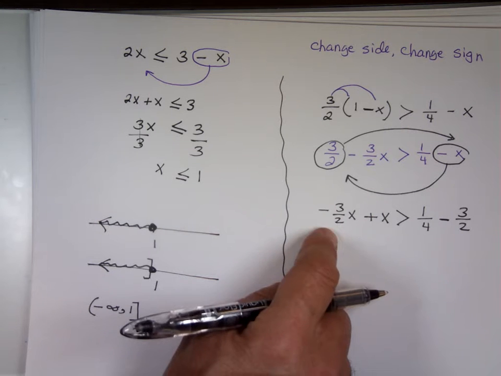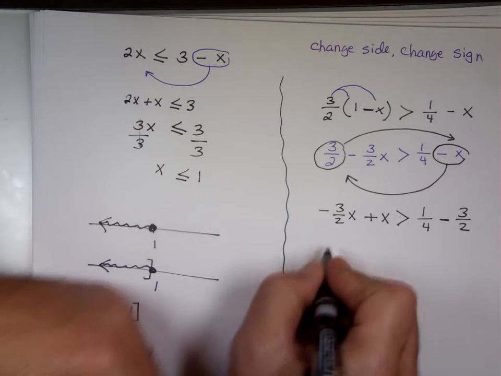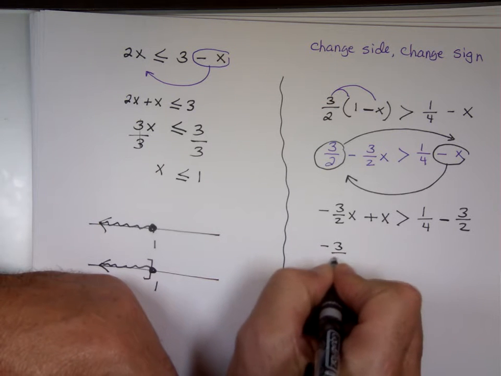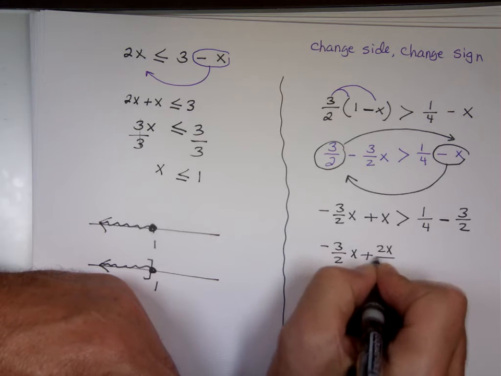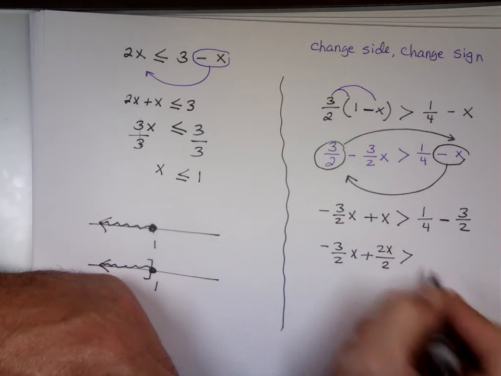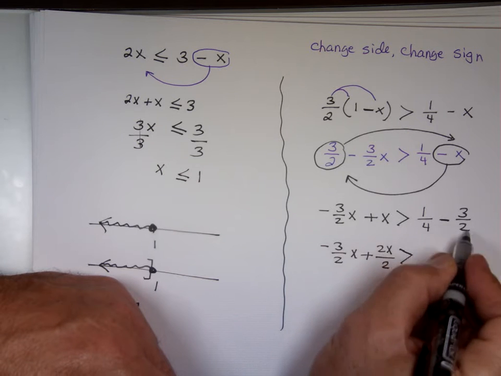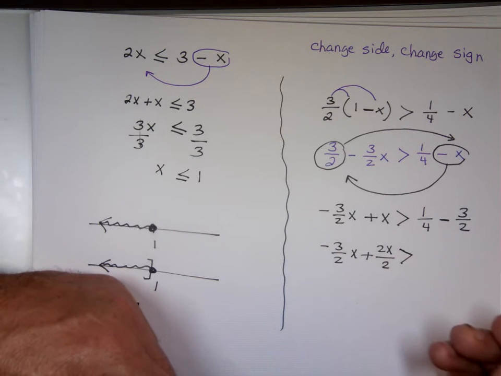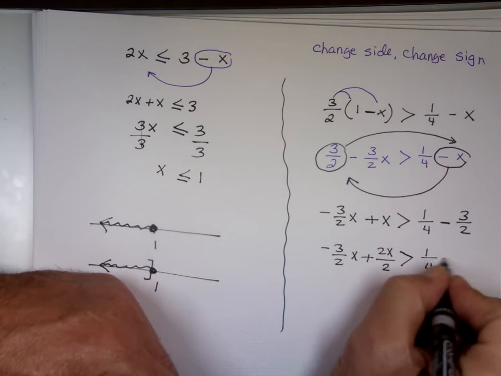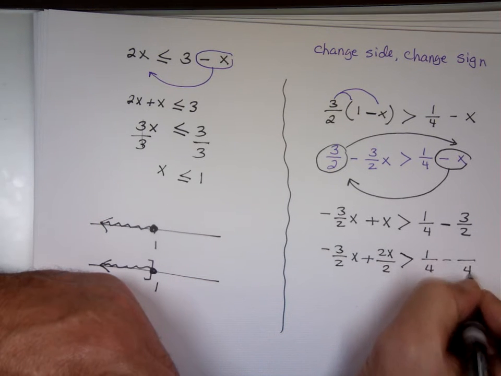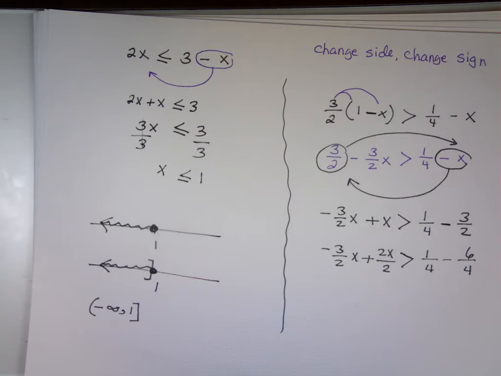What's negative 3 halves x plus x? Remember, the x is 2 over 2, right? Because if you want to add or subtract, you need a common denominator. And if you look at the right side, if you're going to add or subtract, you also need a common denominator, which is what? 4. That's 6 over 4 if you multiply the top and the bottom by 2.